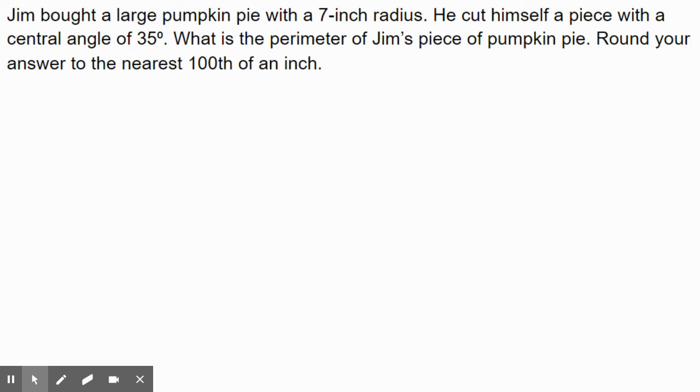Jim bought a large pumpkin pie with a 7-inch radius. He cut himself a piece with a central angle of 35 degrees. What is the perimeter of Jim's piece of pie? Round your answer to the nearest hundredth of an inch.